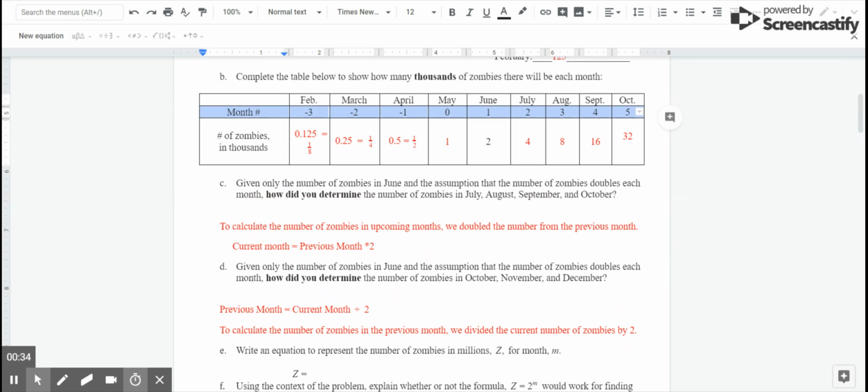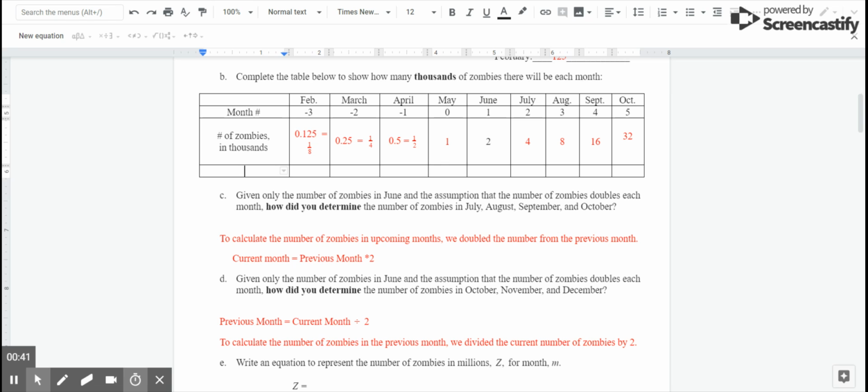We know that every time our number is doubling. So I'm going to add a row onto this table just so we can talk about this a little more. Every time our number is doubling. So for June, let's start with June. I know that there are 2,000 zombies in June. To find the number of zombies in July, I'm going to take my 2,000 zombies from June and multiply that by 2. That's how I got the number for July.